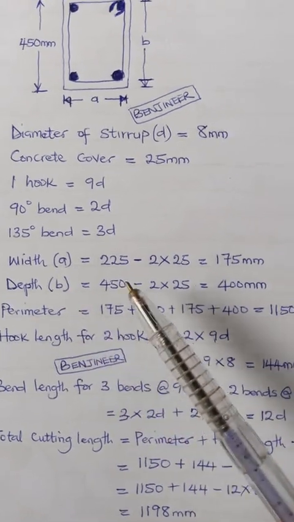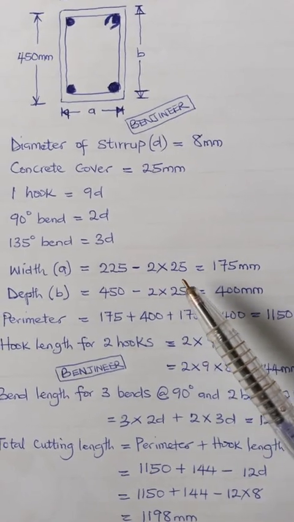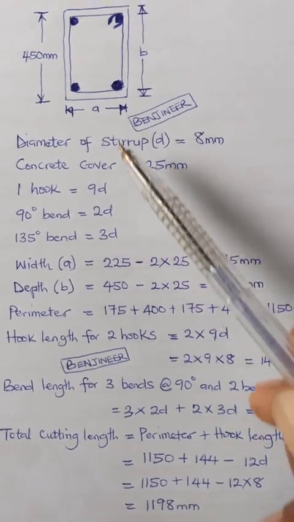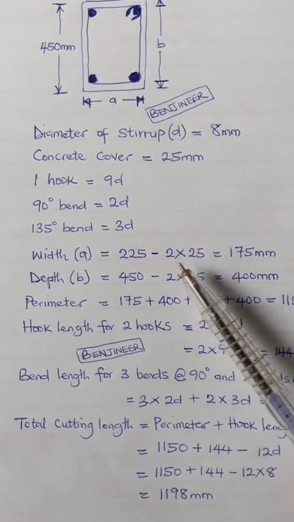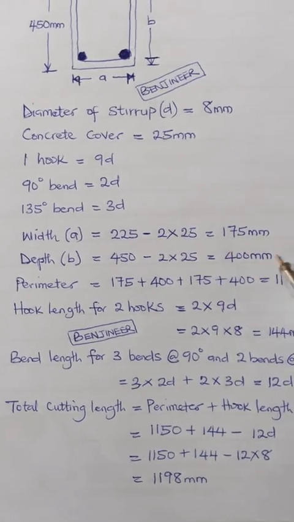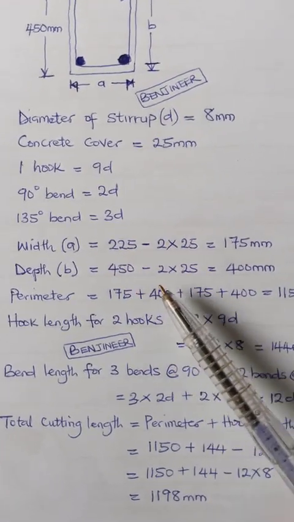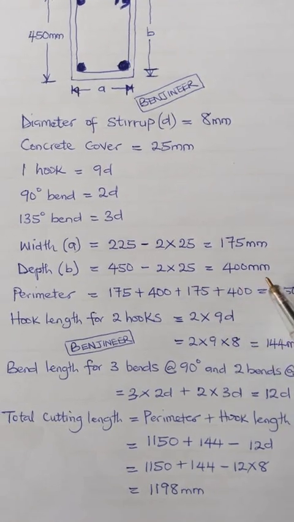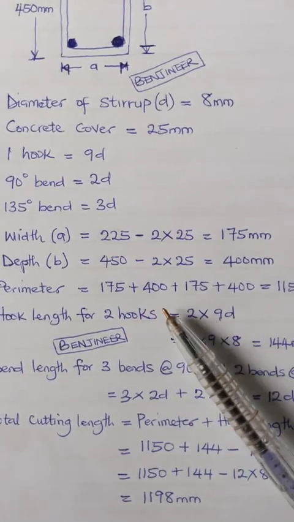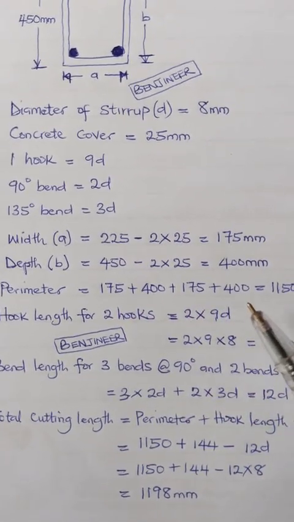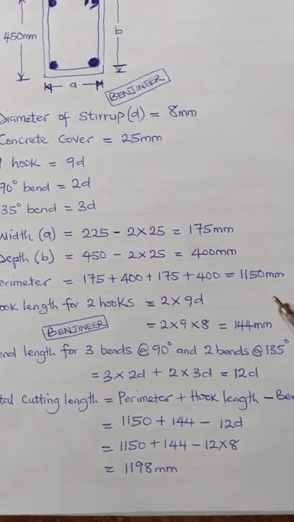So the width now, we have it as A. We have 225 minus 2 multiplied by 25. This 25 is the concrete cover for this side as well as on this other side, so that is why we have multiplied by 2. So we have 175 millimeter. Then the depth, which is B, we have 450 minus 2 multiplied by 25. That will give us 400 millimeters. So the perimeter now becomes 175 plus 400 plus 175 plus 400 because it's on the four sides. So we have 1150 millimeters.